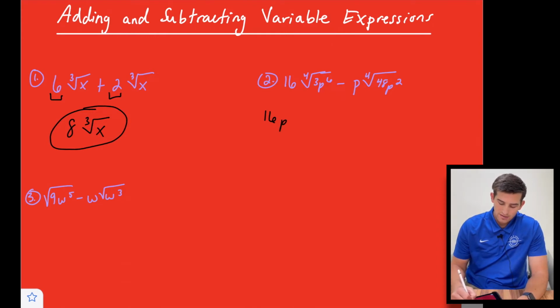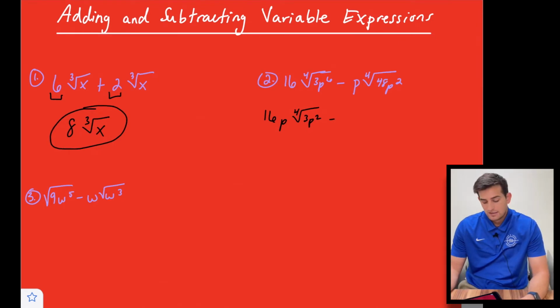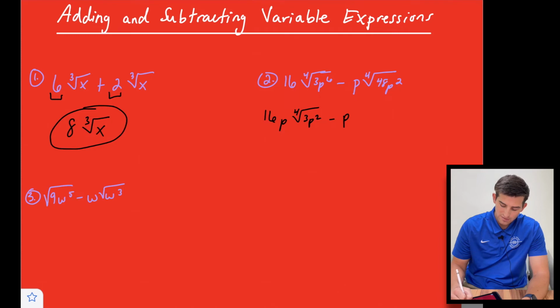And inside, we're still going to have the fourth root of 3, but now this is going to be p squared, right? So we pulled out p to the fourth, and now we have p squared inside. Now, we want to have, ideally, 3p squared on our next radical. So let's think about, okay, 48 divided by 3 would give me 16, right? So I could write this as p times the fourth root of 16 times 3p squared.